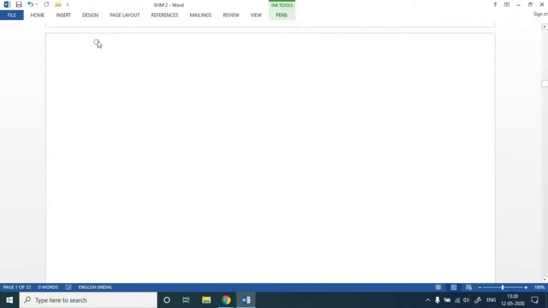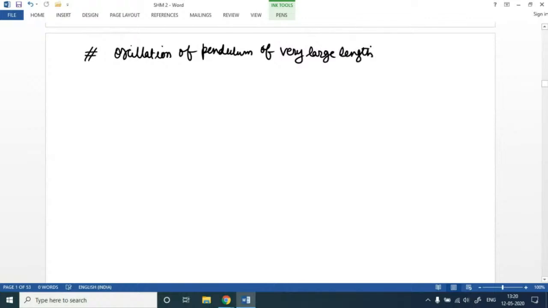We want to discuss the oscillation of a pendulum of very large length. And you should realize, when we are saying very large length, how large is it? So let me tell you, that is comparable to the radius of Earth. So that's quite huge.